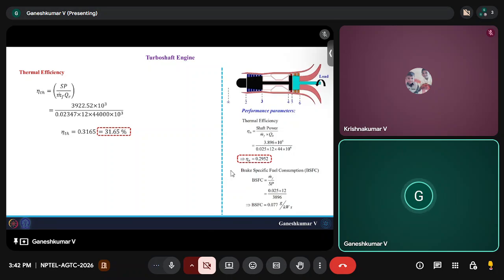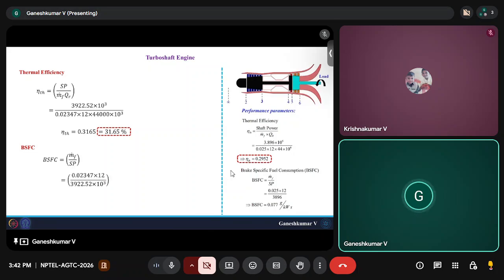For this case, when we increase the compressor pressure ratio, it is beneficial for us because our shaft power has increased with a lower fuel consumption. So therefore, thermal efficiency also increased from 29.5 to 31.6 percent. Okay, and the brake specific fuel consumption, we expect to reduce, because power has increased and m dot f has reduced.